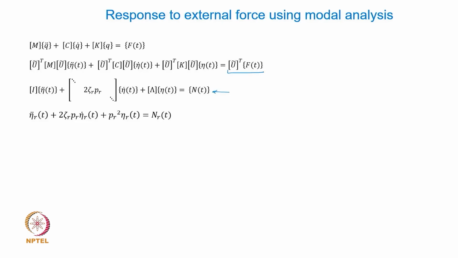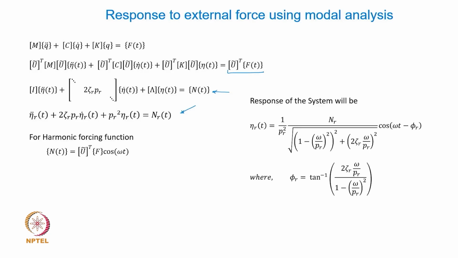So, the rth equation will give you an equation similar to our single degree of freedom forced vibration equation, m x double dot plus c x dot plus k x equal to f of t, same as that. And it is quite possible again to show that the response to this is given by this expression, the same way as we did it for a single degree of freedom system.